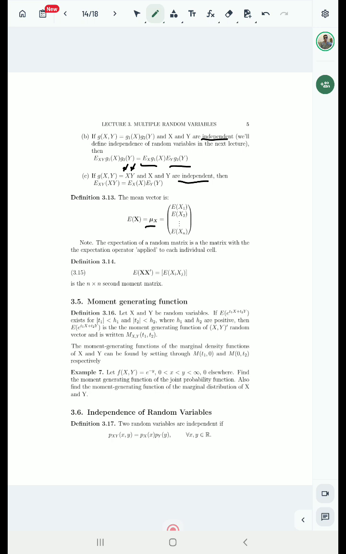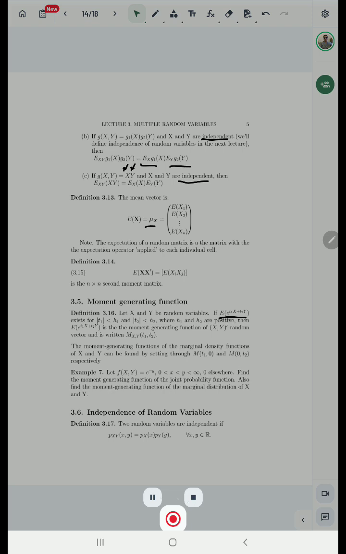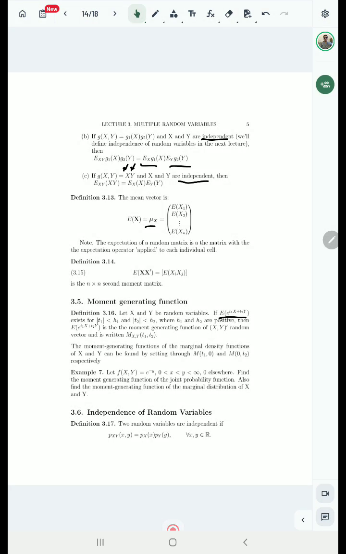So we're supposing that you have two random variables, they have joint density that exists. If that is the case, then the expectation of this function e to the power t1 times x plus t2 times y is going to be the joint moment generating function of these two random variables.